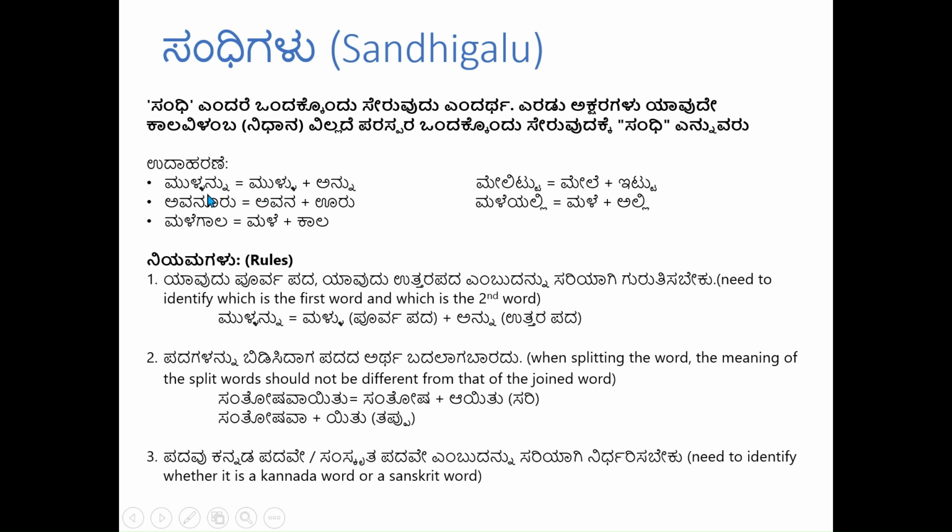Mullannu is mullu plus annu becomes mullannu. Avanuru is avana plus uru. Mele plus ittu becomes melittu. Male plus alli became malayalli. And malegala is male plus kala.